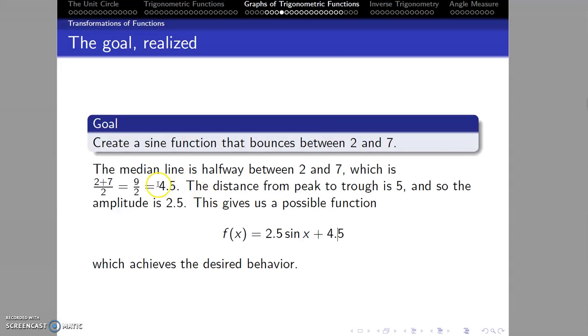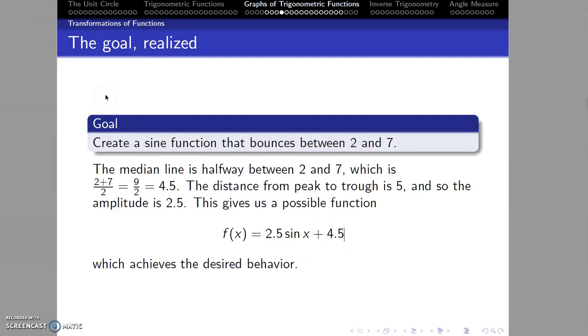So I need to go from 4.5 to 2 and 7. So I need to move a total of 2.5 away from the median line. So my overall function has amplitude 2.5 and vertical shift 4.5. The overall function equation is going to be 2.5 sine x plus 4.5. Amplitude, shift.